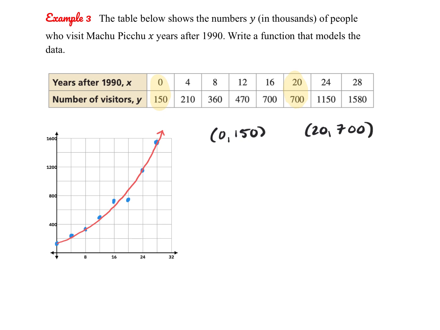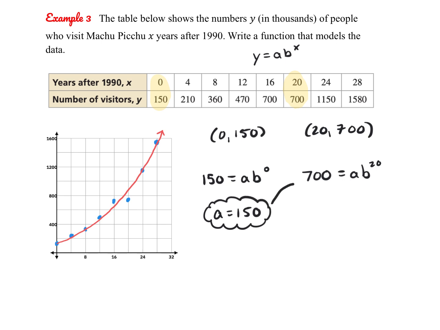So we're going to do that same process that we did before. We're going to use this model, y equals ab to the power of x, and we're going to see if we can make a system of equations to solve for a and b. So if I substitute 0, 150, I get 150 equals a times b to the power of 0. And here I would get 700 equals a times b to the power of 20. So this is actually a nice point to pick because b to the power of 0 is 1.